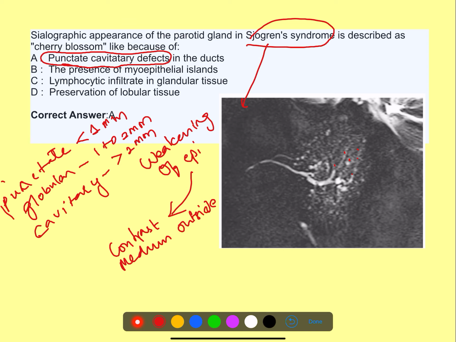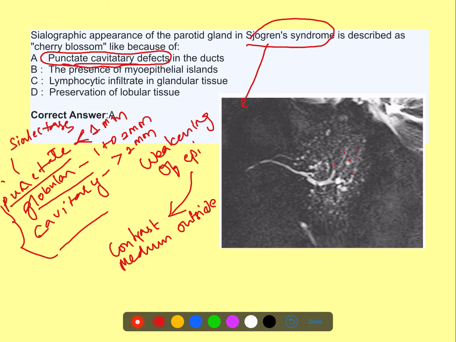So these are almost the stages of sialography, how the contrast agent is pooled outside. They are called sialectasis. So in punctate sialectasis, it is less than 1 mm that the contrast agent can be seen, whereas in globular it is 1 to 2 mm, and cavitary it is greater than 2 mm. So it is because of punctate cavitatory defects in the ducts.